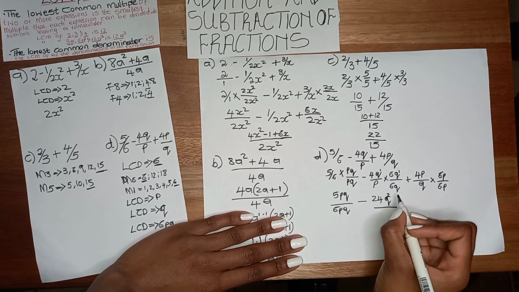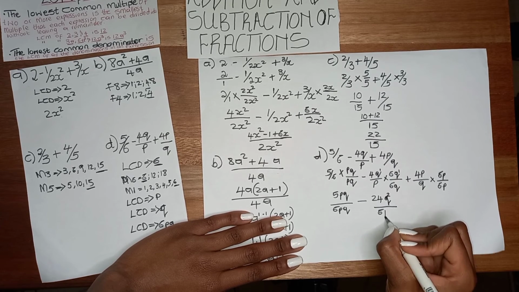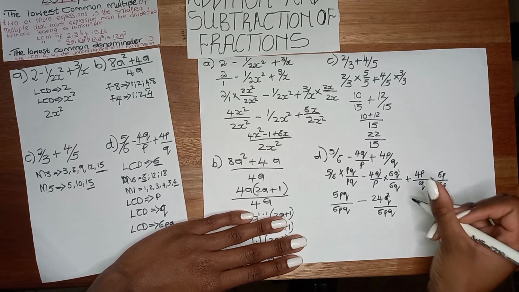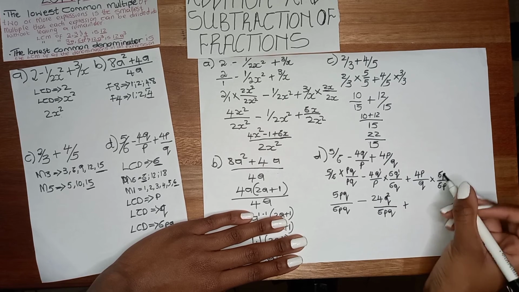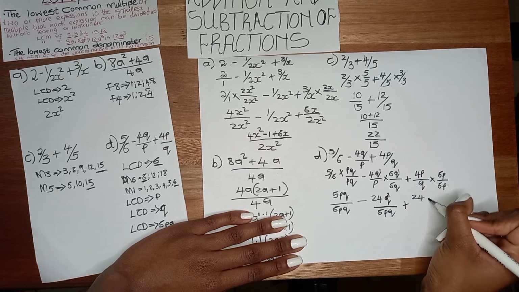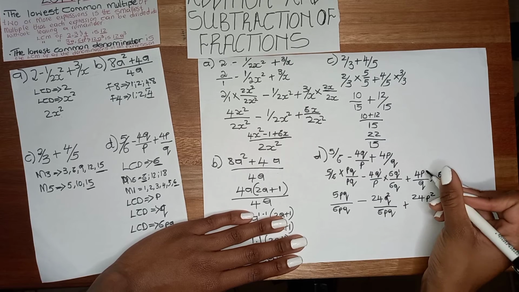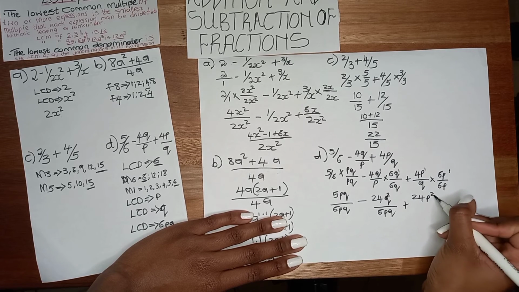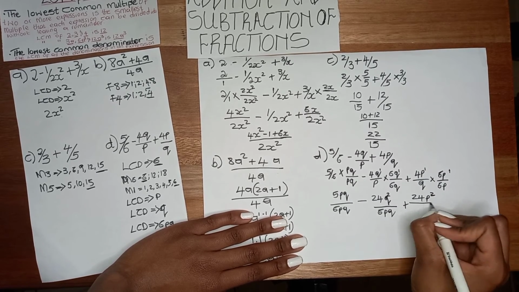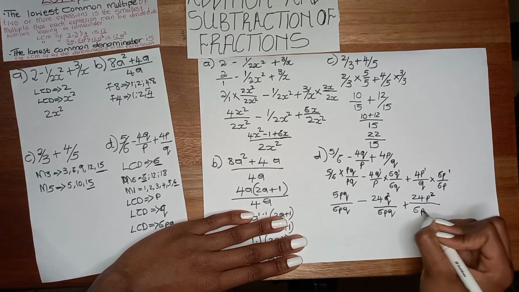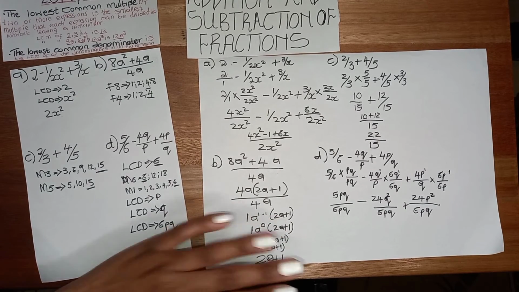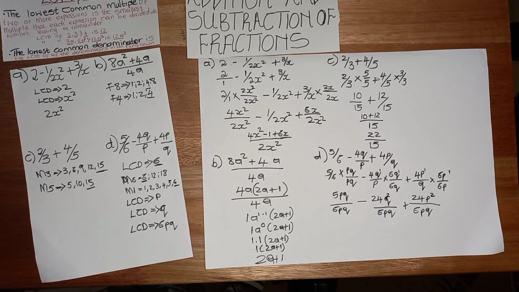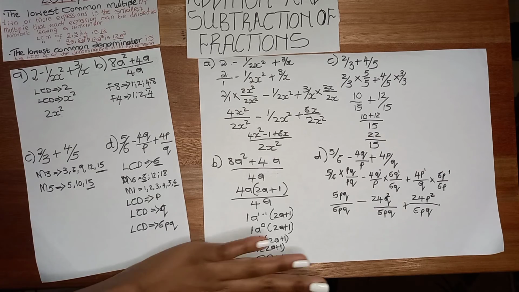Over 6pq, plus 4 times 6 is 24p squared. We add the exponent 1 and exponent 1, which give us 2 over 6pq. Now you are able to add the numerators. Why? Because you have the same denominator. You are able to add or minus the numerators because you have the same denominator.